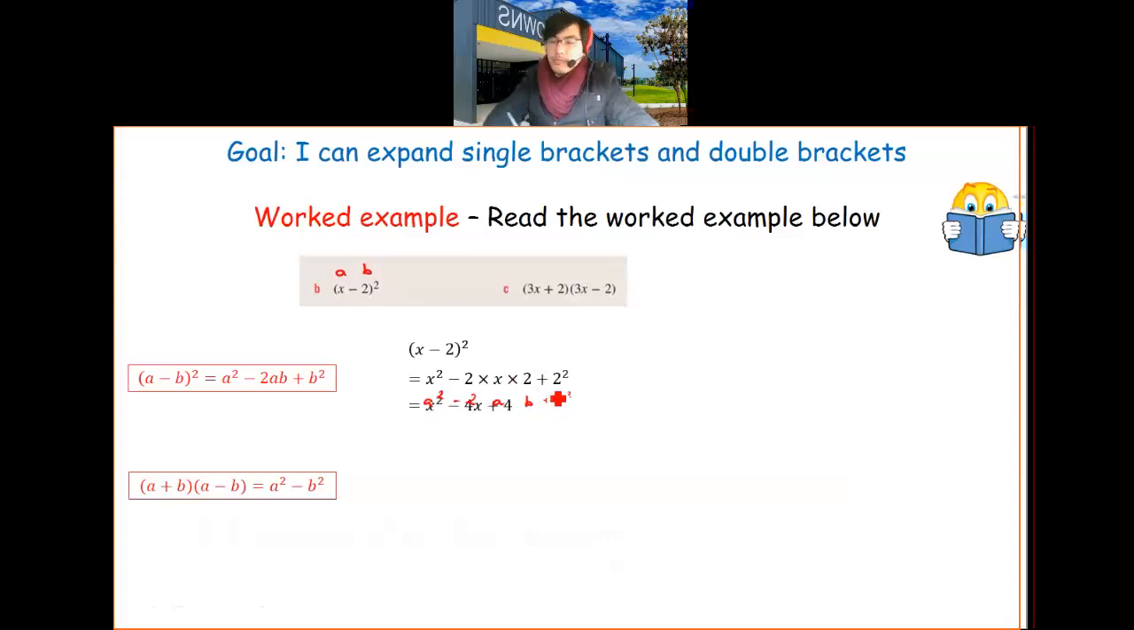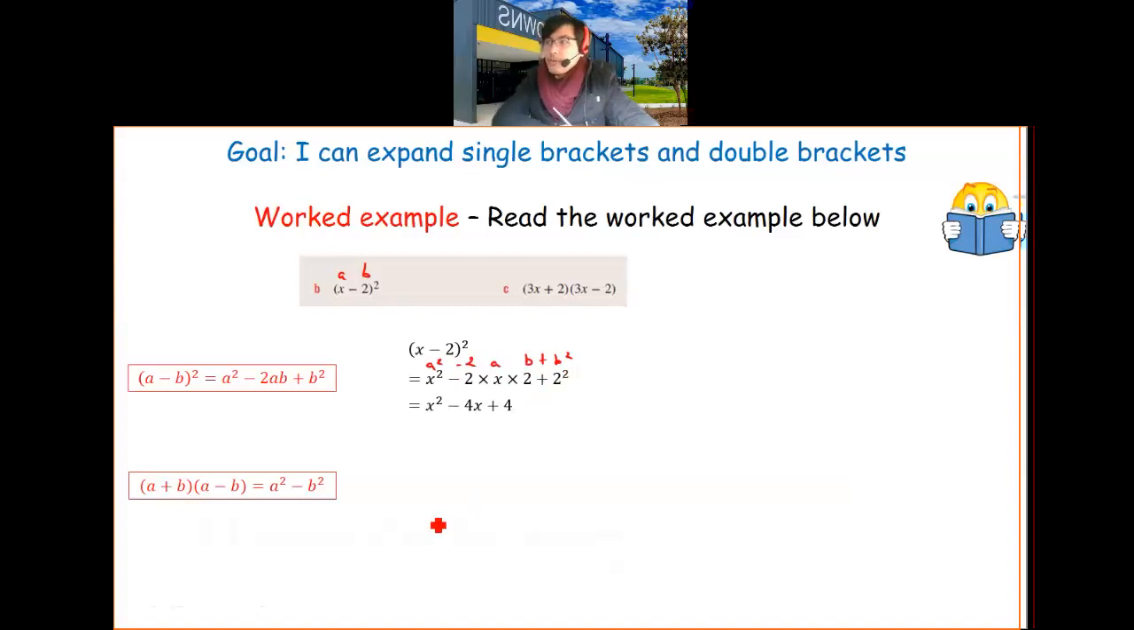And that's going to simplify to be, let me just erase this for the moment. Okay, so again, this is my a, this is my b. So a squared minus 2ab plus b squared. And so I'll get x squared minus 4x plus 4, which is the same answer that we got before.